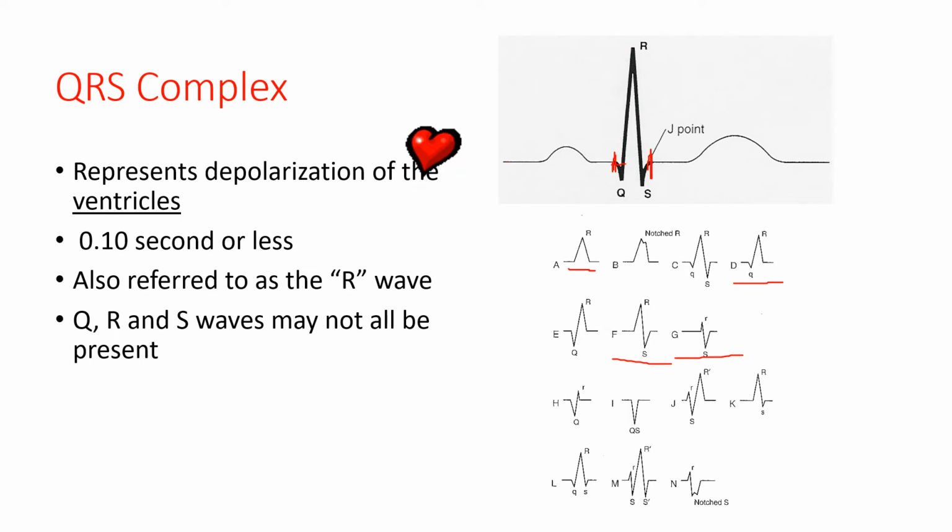So then you would count how many boxes, which makes it very difficult because the QRS is so narrow and it's hard to count those boxes. But the normal QRS is 0.10 seconds or less. And the goal is for that to be narrow because that means that it came from the atrium.